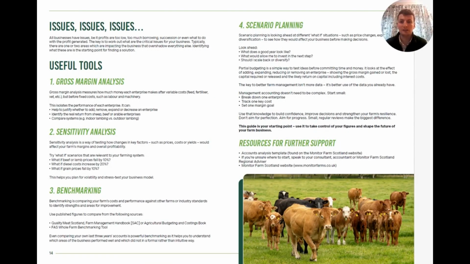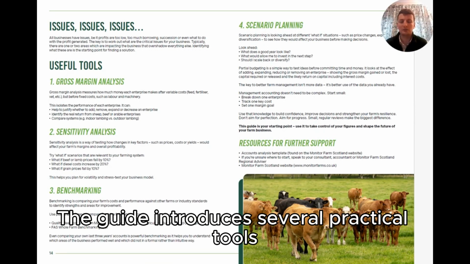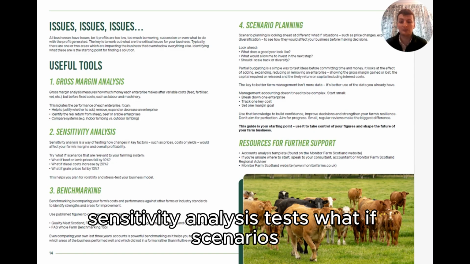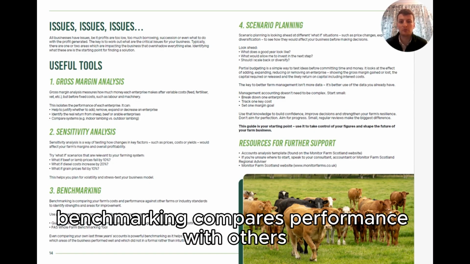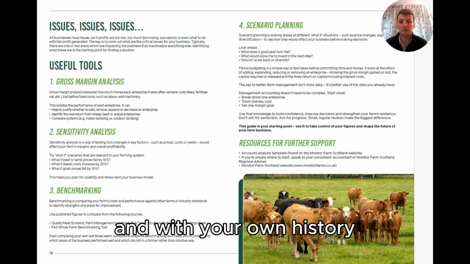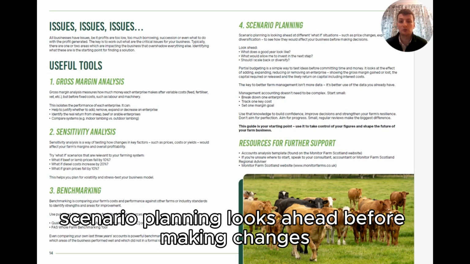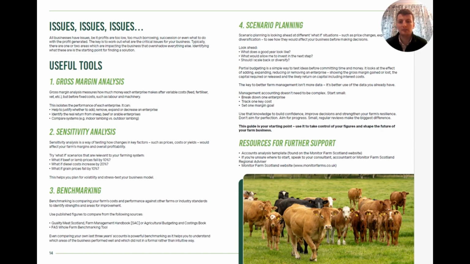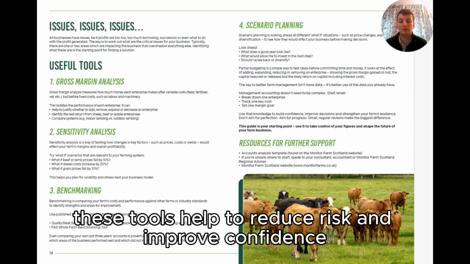Useful tools. The guide introduces several practical tools. Gross margin analysis isolates enterprise performance. Sensitivity analysis tests what-if scenarios. Benchmarking compares performance with others and with your own history. Scenario planning looks ahead before making changes. Partial budgeting tests ideas before committing money. These tools help to reduce risk and improve confidence.